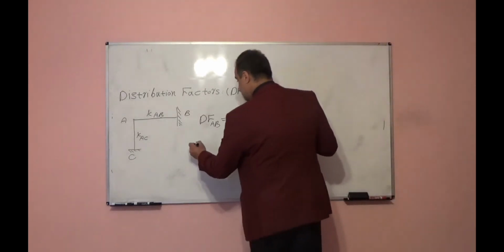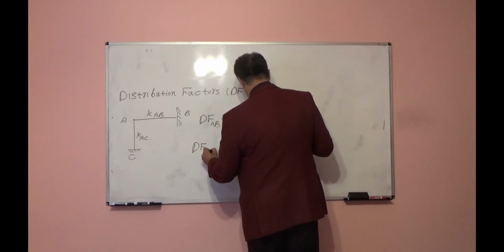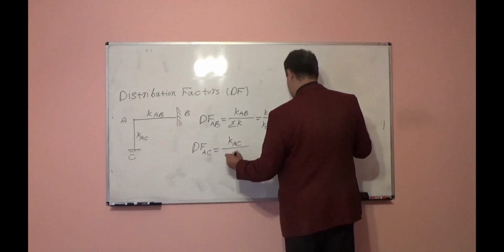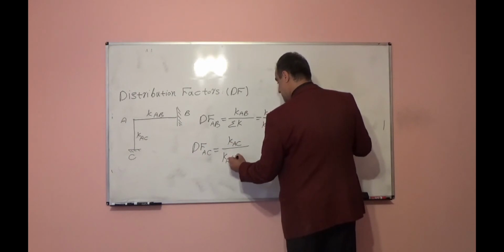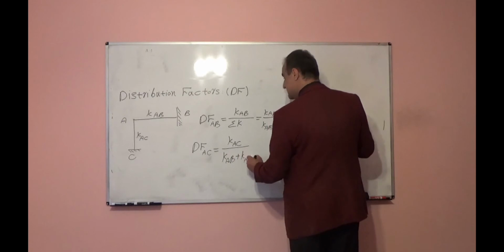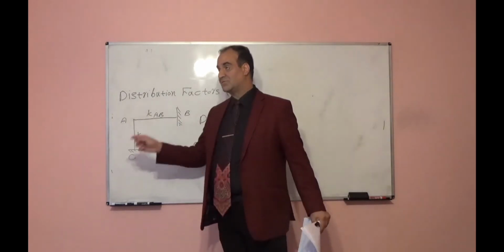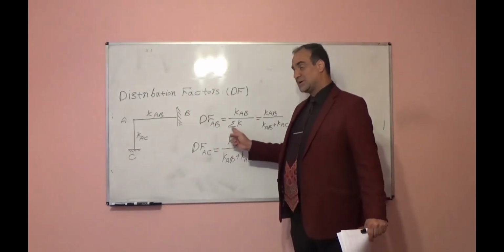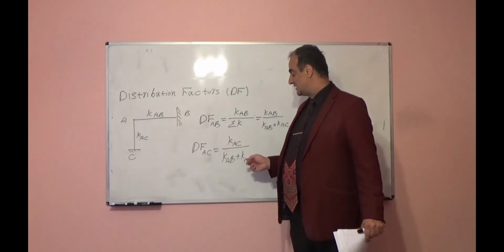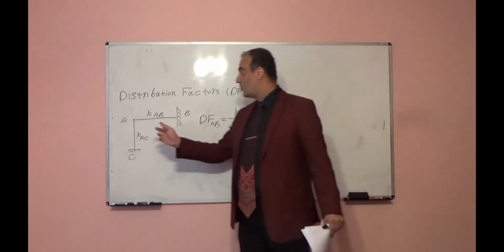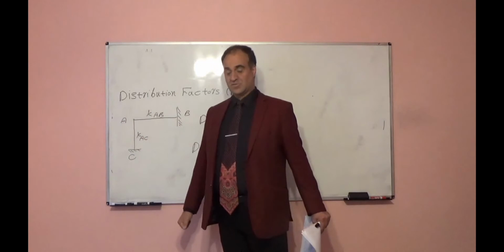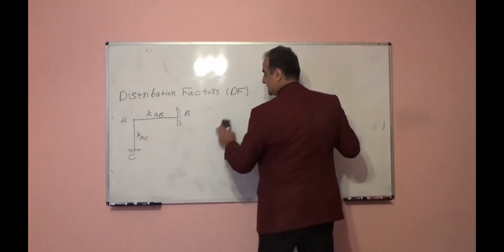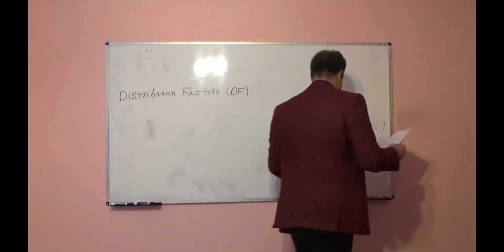Distribution factor for member AC will be equal to KAC divided by KAB plus KAC. So the distribution factor for each member will be equal to the rotational stiffness for that member divided by the summation of stiffness of all members reaching that joint. Let's look at the next example.